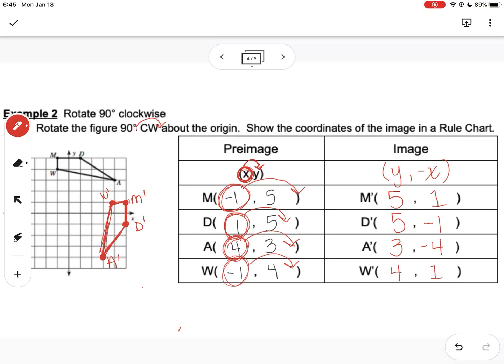If I was a little bit more accurate, it would look a little better. My lines are a little bit thicker, so that makes it a little bit of an optical illusion. But the new figure is congruent to the original because this is an isometry.